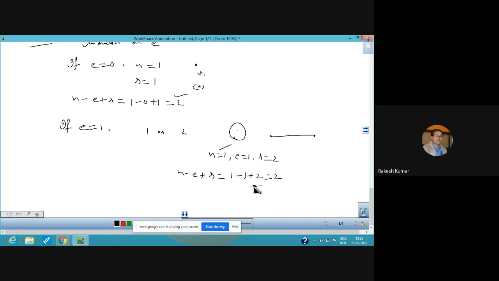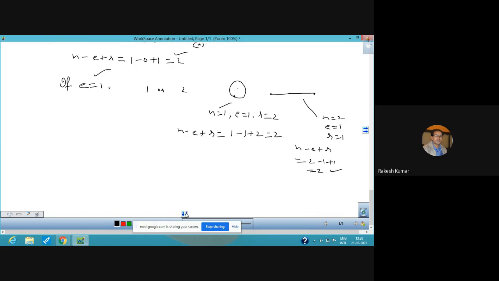That is clearly 2. The formula is justified. And in the case of a single line edge, n is 2, E is 1, and R is only the outer region. So the formula is n minus E plus R. Put the values. The formula is again justified for E equal to 1. This is the induction process we are using.